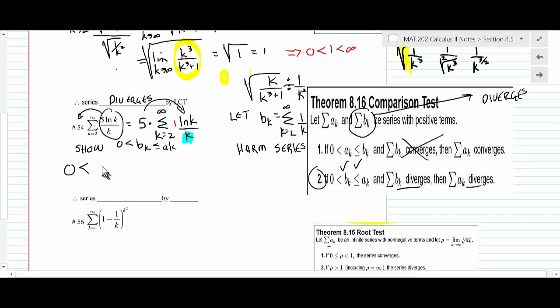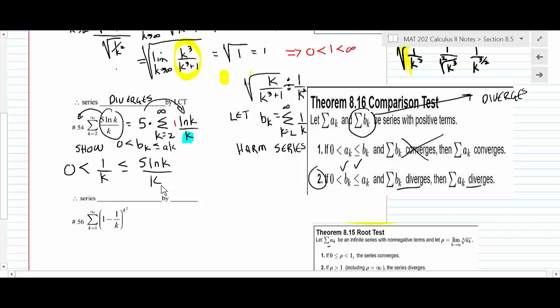B sub k is the series with 1 over k. Now you're just doing the expression. Is that true? 1 over k is always greater than 0. Tell me that. Yeah, of course. k is a positive number, right? That's the counter on your series. Now we need to see, is that less than or equal to where we started, 5 ln k over k.